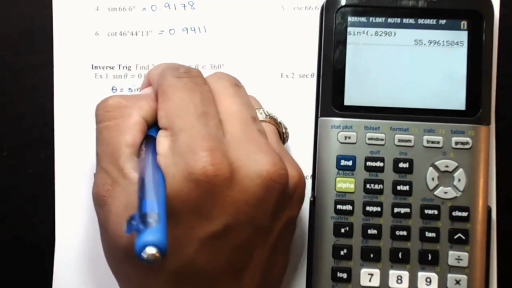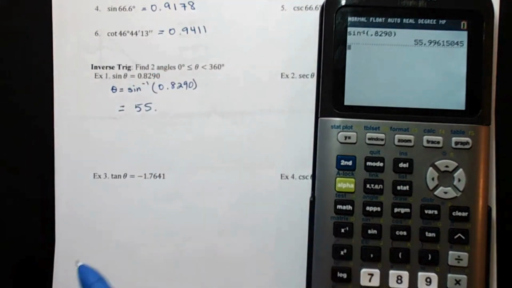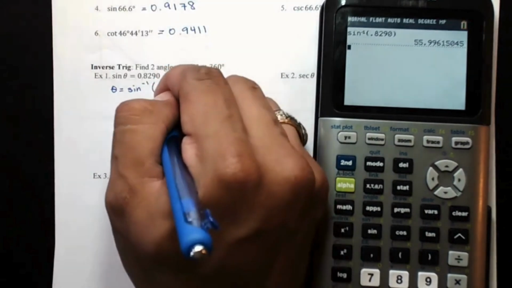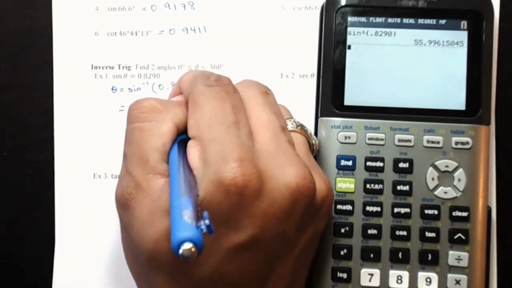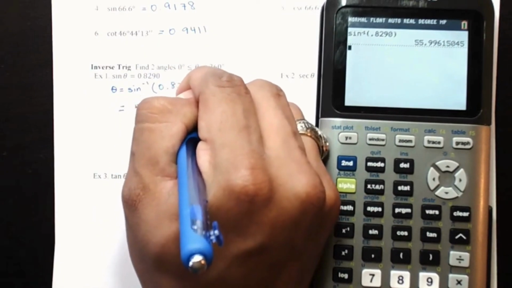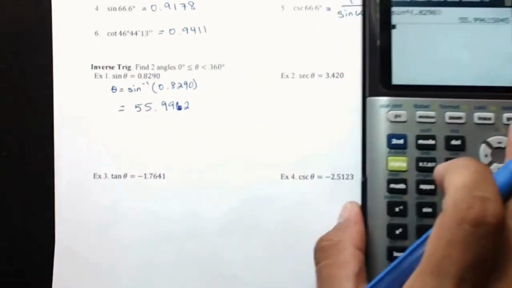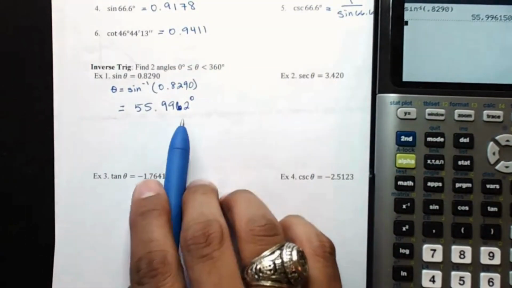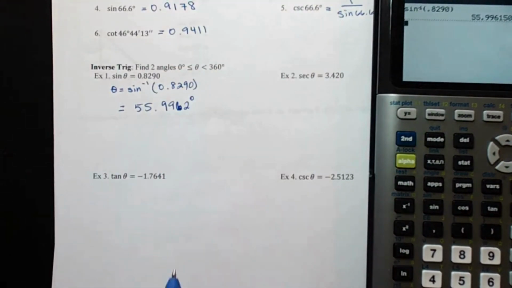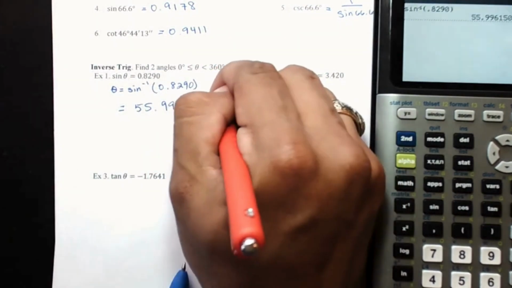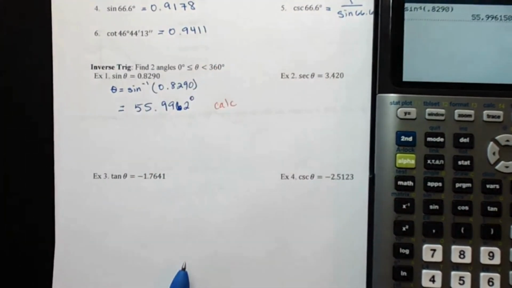It doesn't say, so we're just going to round to 4 decimal places, just like what it said at the very top. So 55.962. Okay, degrees. Degrees are units, so make sure that's always on there. So for the notes, I'm just going to say that's what the calculator gave me.